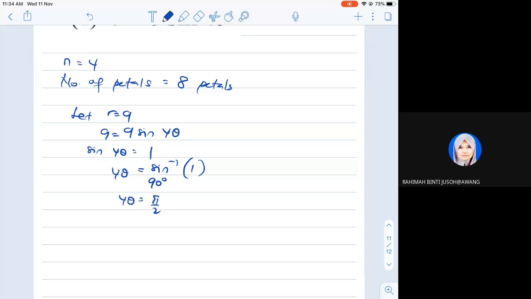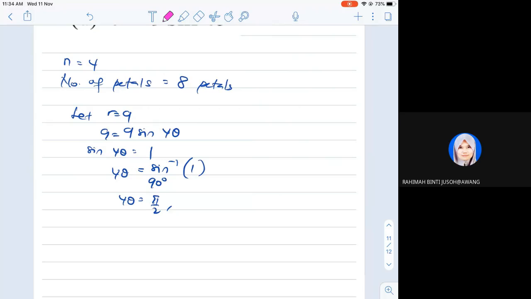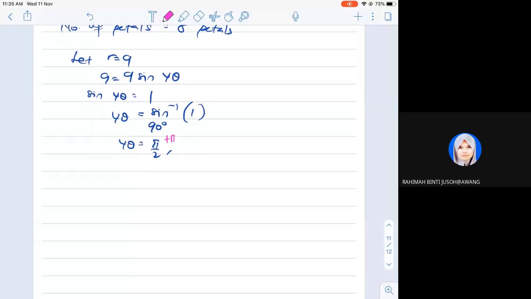So pi over 2. Now, do we add pi or 2 pi? Add pi. Why add pi? Because it is an even number. Yes, even number. So we add pi.